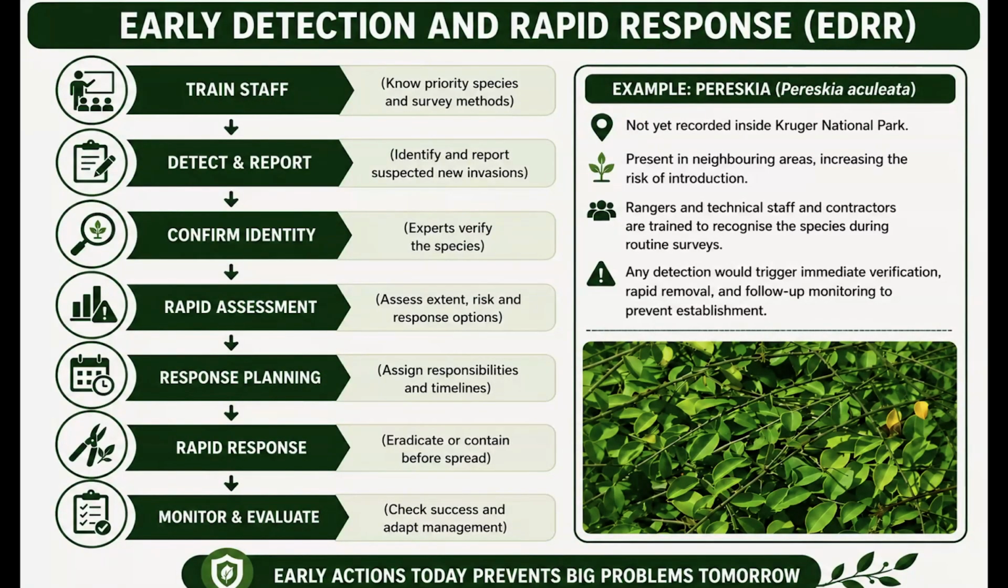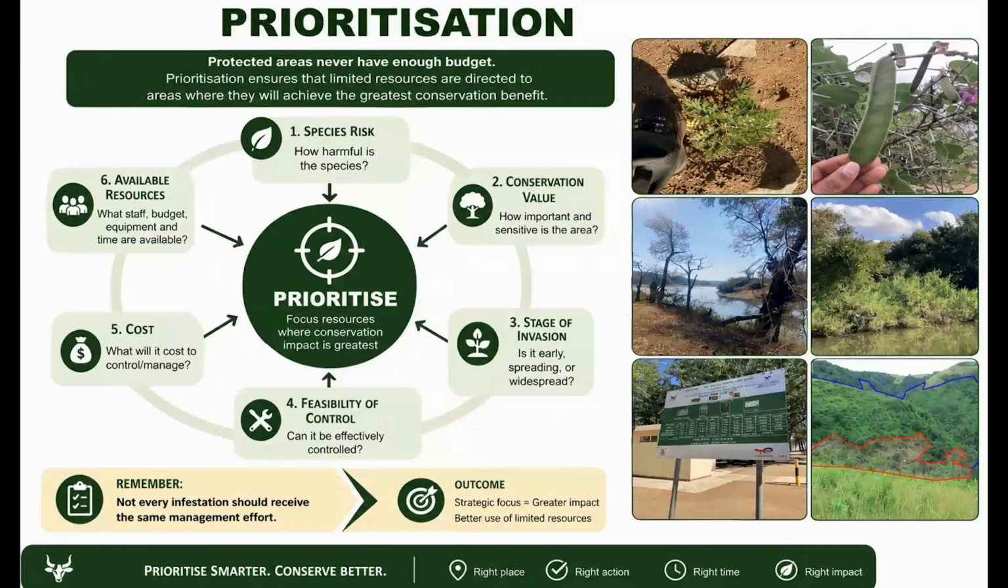So you conduct a rapid assessment, you plan for response, you implement response. And it doesn't end there. You still go back again, monitor and evaluate to make sure that the species has either been eradicated or is being contained in that particular space. Again, here I make reference to Pereskia, which is also a species that we do not have in the park yet, but there are areas where it's been reported outside of the park.